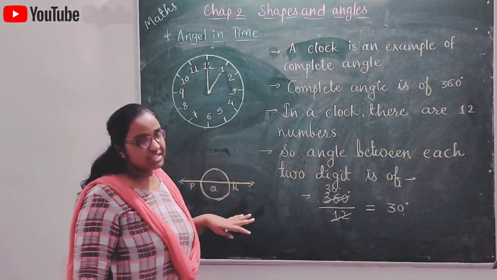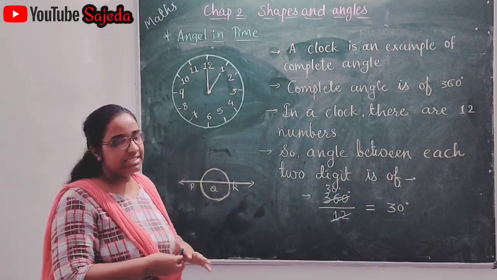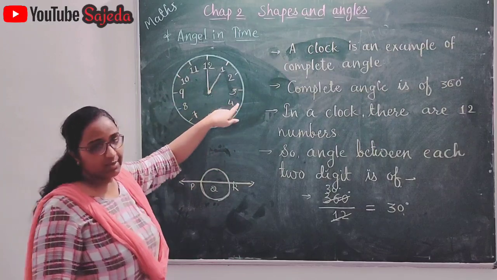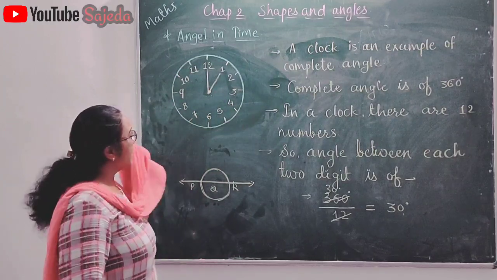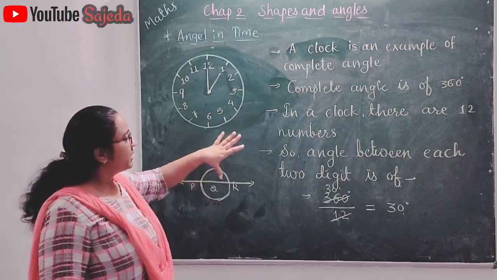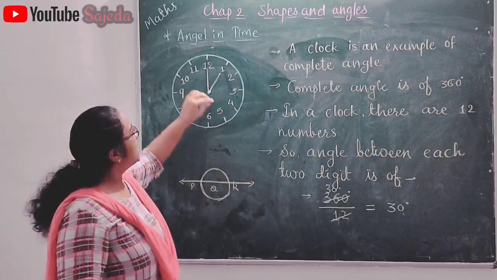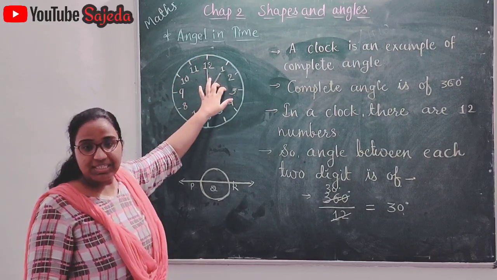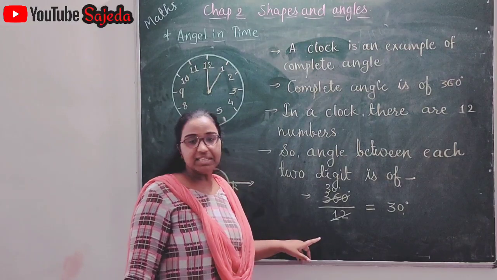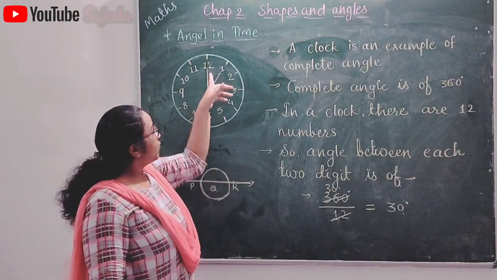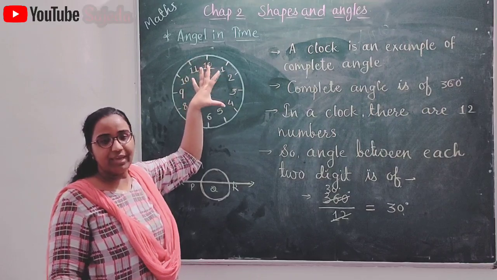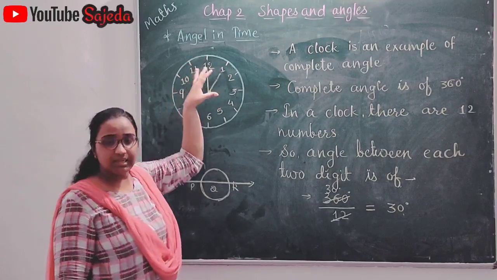I explained this to you because the next topic is that you have to find out the angle for a given time, and after that you have to show the angle of a given time. That's why you must know that the angle between each two digits is 30 degree. If you know this information, it will be easy for you to find out what type of angle is formed at a given time.